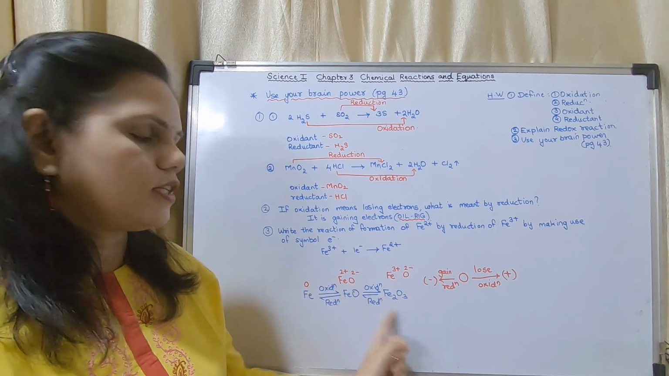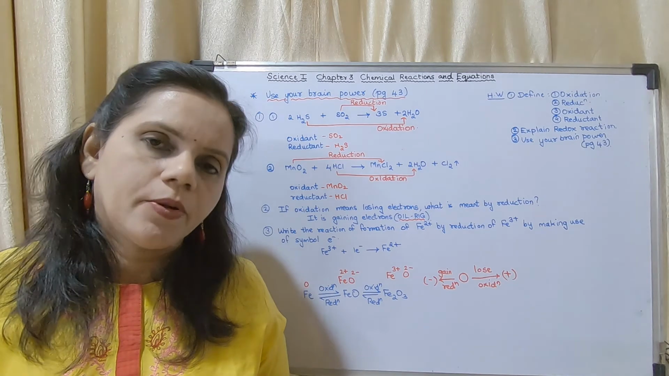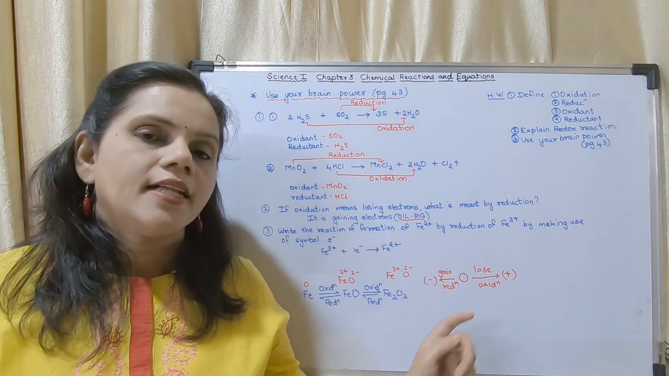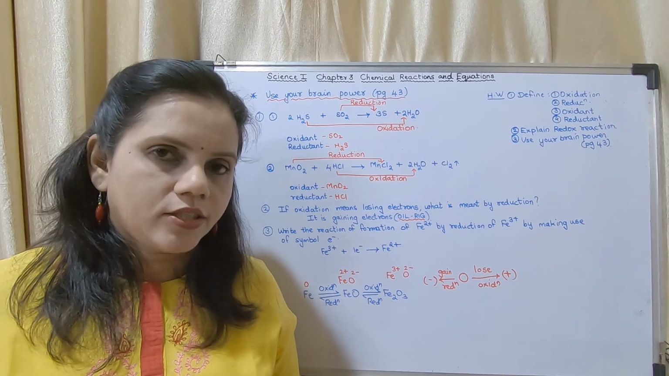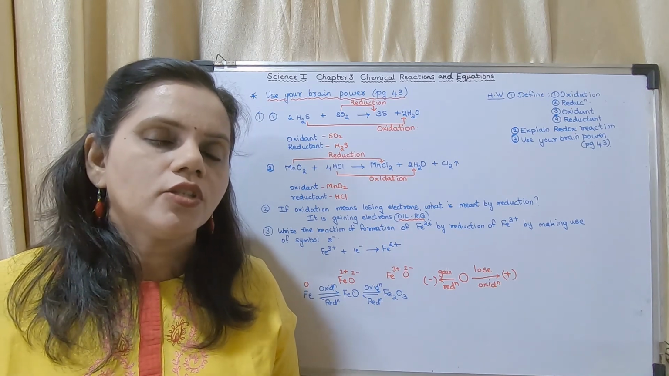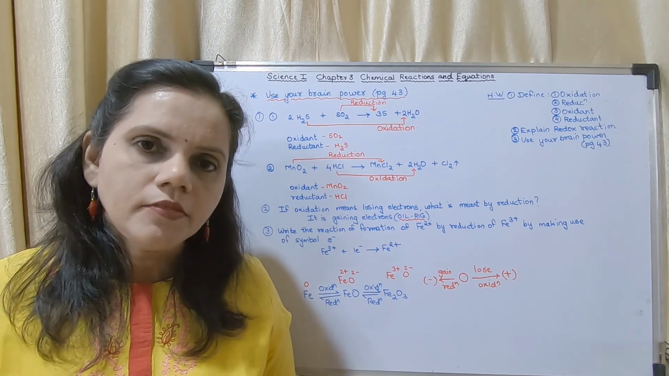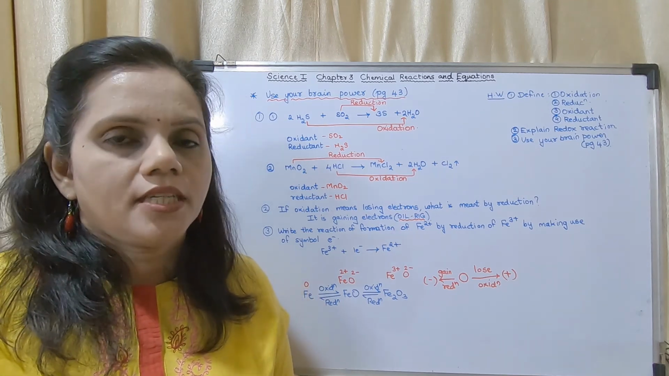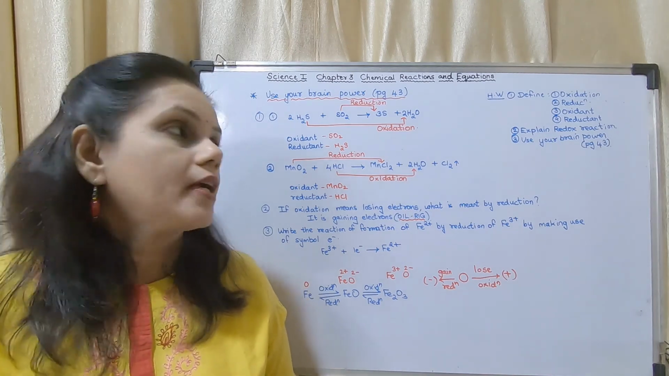This is how it has been explained. No questions are asked from this part, but it is important for you to understand this. That means 0 to plus, plus is losing electrons. Losing electrons is oxidation, gaining electrons is reduction. Okay, now hope you have understood oxidation reduction. It is a very, very important topic.